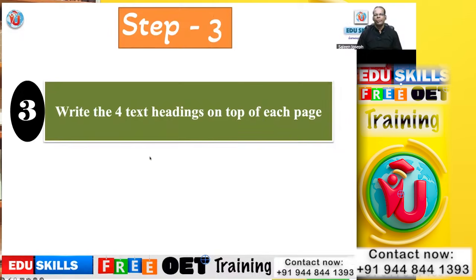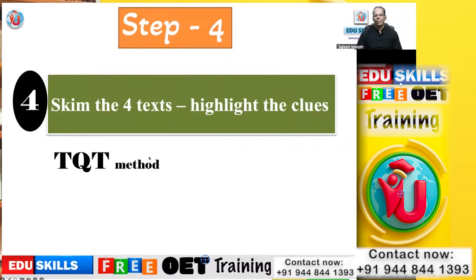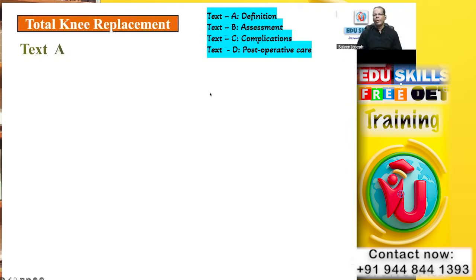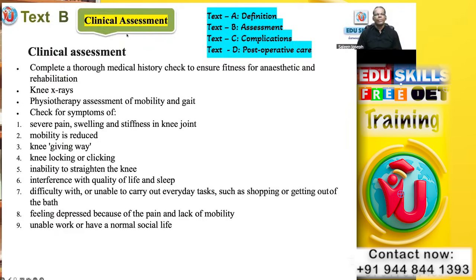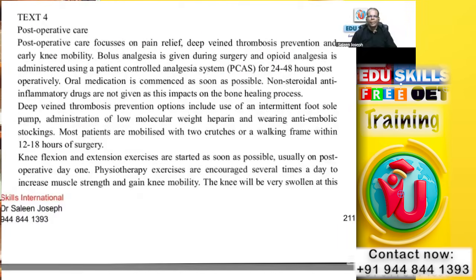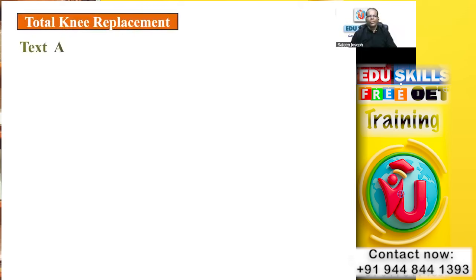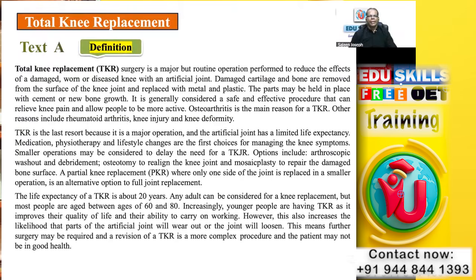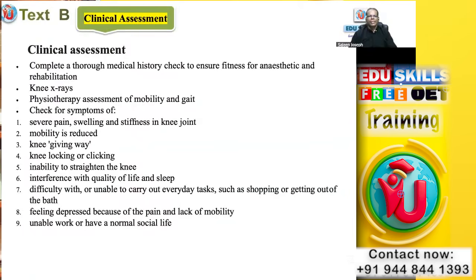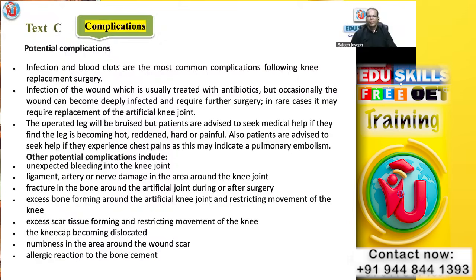Step 3, write the 4 text headings on top of each page. On each page, you have to, like this, on top, write down the 4 text headings. And this is how we write. So you have all the 4 headings. Total knee replacement is the main heading. And first one is definition or description, whatever you want to say. Second one is clinical assessment, text B. Text C is complications or potential complications, whatever.